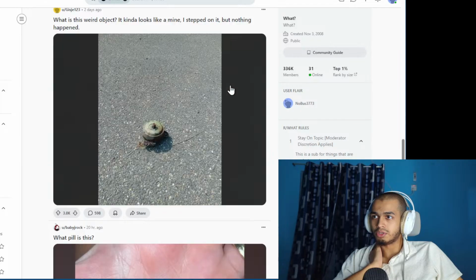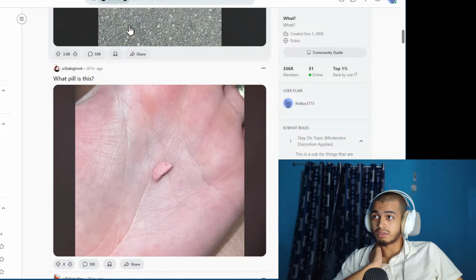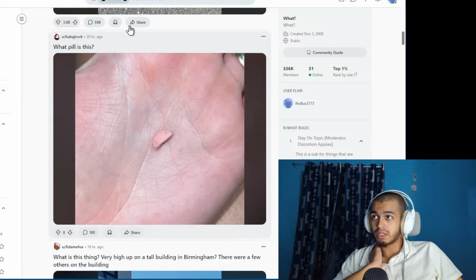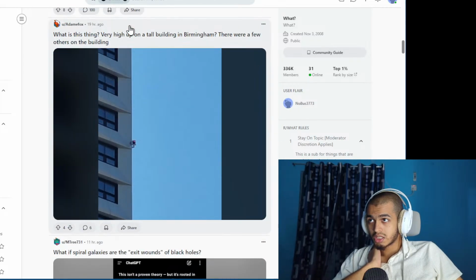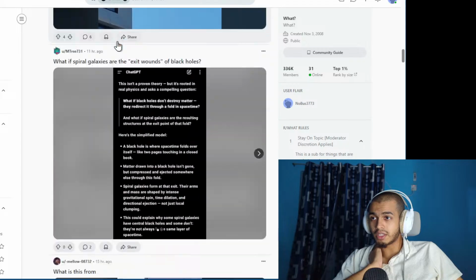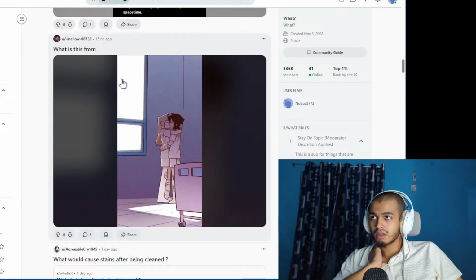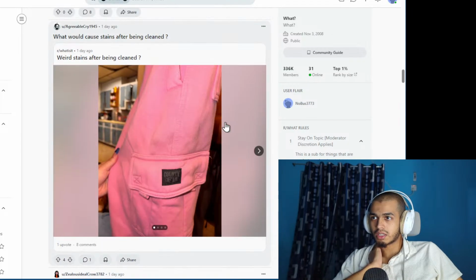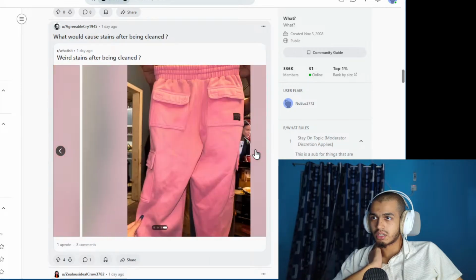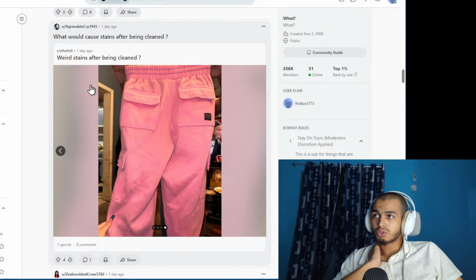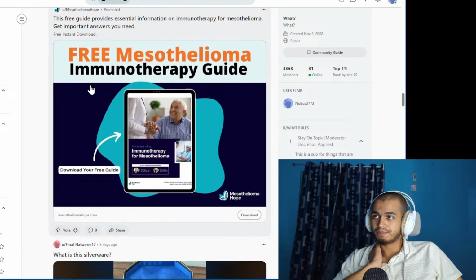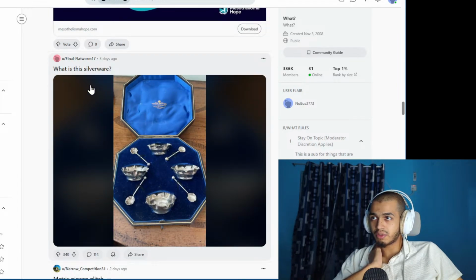What does a shot of volleyball do? This weird object. It kind of looks like a mine. It stepped out, but nothing happened. What pill is this? What is this thing? It's very high on the tall building in Birmingham. There are a few others on the building. What is this form, bro? What the heck? So what would case stains after being cleaned? What is the silverware?